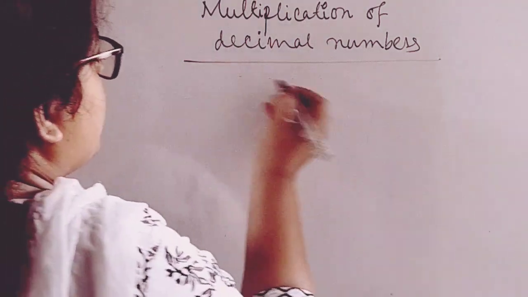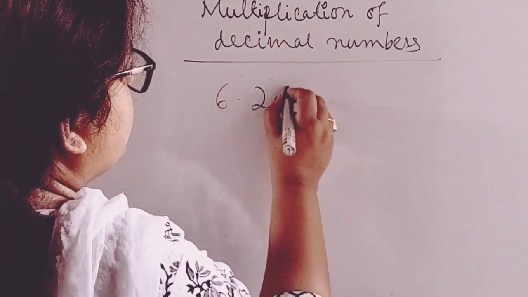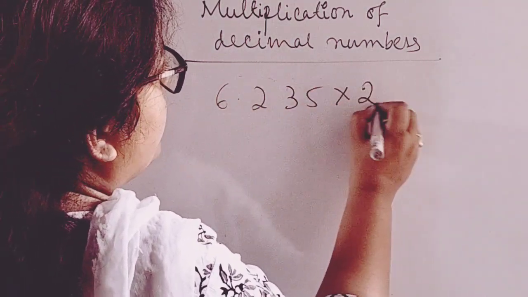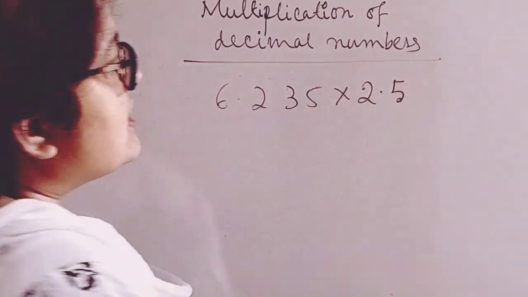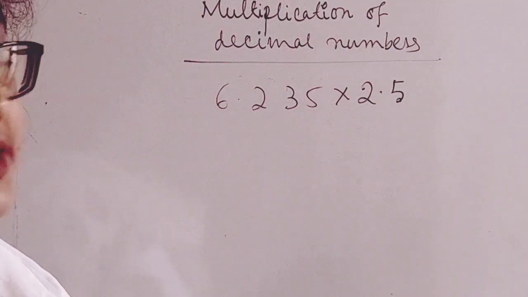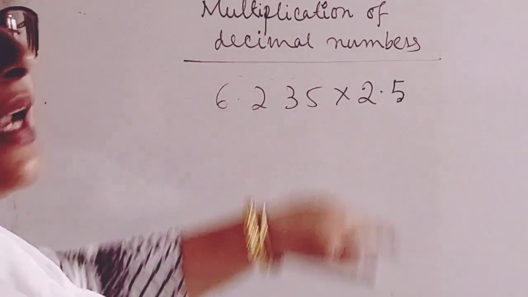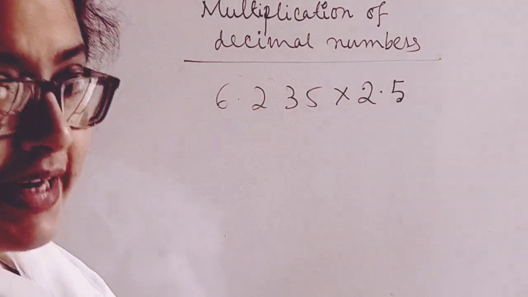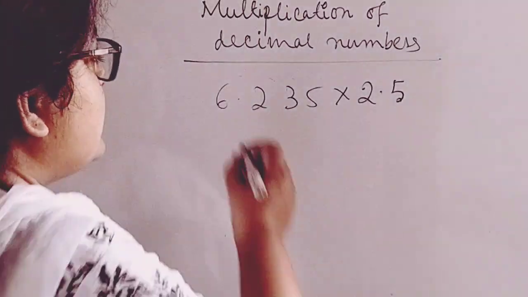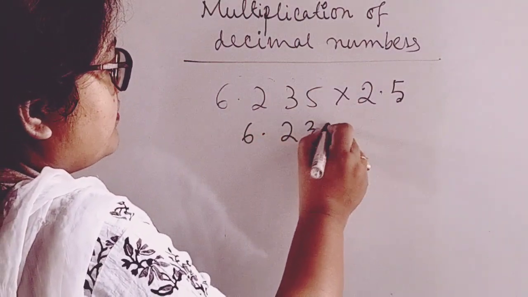Now let's multiply another 2 decimal numbers. Suppose I am taking 6.235 into 2.5. Suppose these 2 numbers are considered, 6.235 and 2.5. So both the numbers are decimal numbers, right? What will we do? Just write down the numbers.